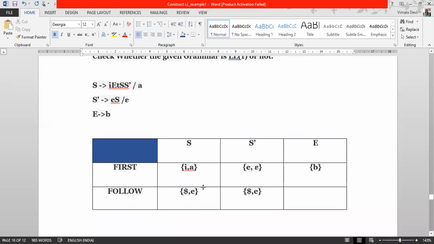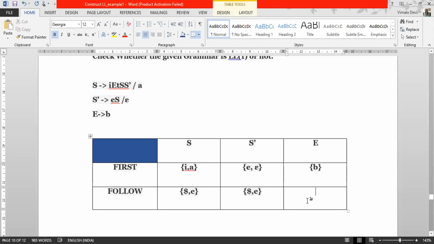Now we have to compute follow of E. For that, I don't need to exercise any rule. From the production rule only, I can find it out. This is the only rule which contains E on the right hand side. After E, you check what is the symbol following it. It is a terminal symbol. If it is a variable symbol, then you have to do some further steps. If that is a terminal symbol, there is nothing much to think. So follow of E is nothing but t.